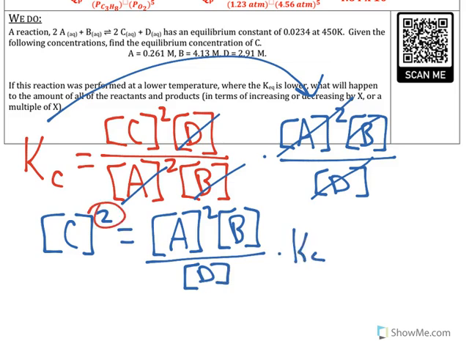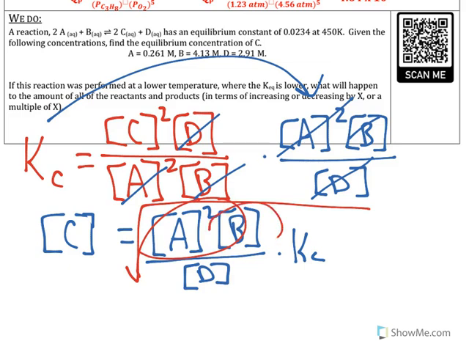Now, again, to get rid of the square, I've got to square root both sides. In order to save myself some room, I'm going to just show that here. I've square rooted both sides. The concentration of C is equal to the square root of the concentration of A squared times B divided by the concentration of D times the value of the equilibrium constant Kc. So then it's just a matter of plugging this in.